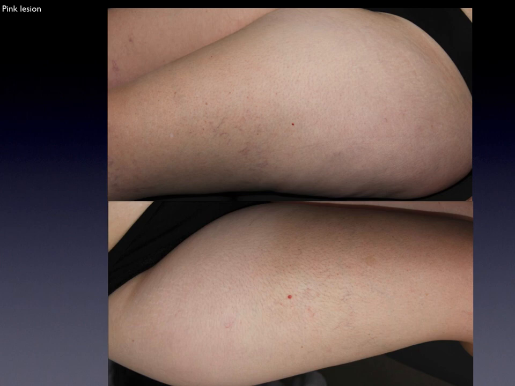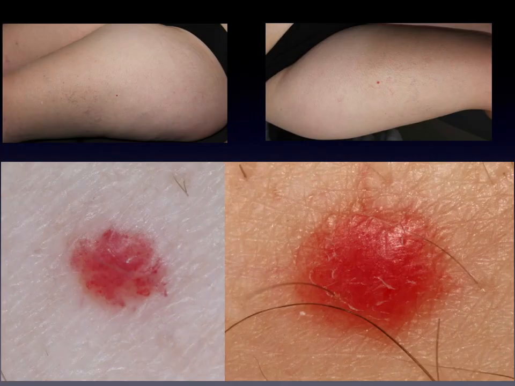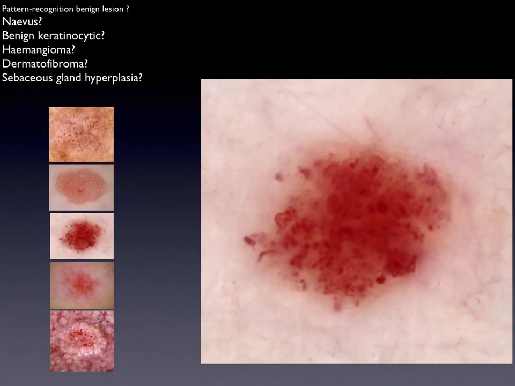Here we have a lady and she has a pink lesion on the left thigh and on the right thigh. And here are the close-up images of these two lesions, and it is not possible to make a diagnosis, even a decision, based on these clinical lesions. The first thing we're looking at is the lesion on the left thigh, and we're asking ourselves whether we can recognize this as one of the 5 common benign lesions.